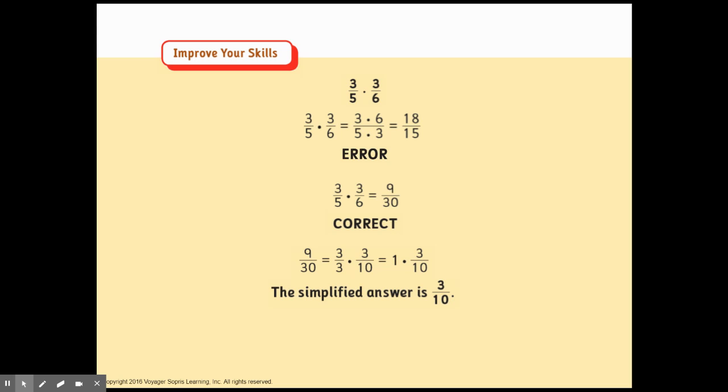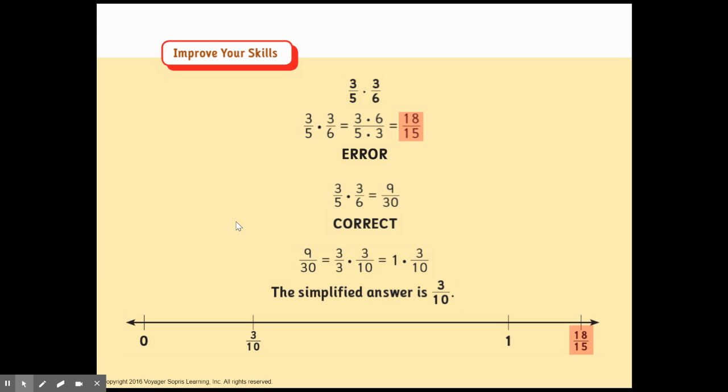Here's what the numbers look like when they're located on the number line. We can see that 18 out of 15 is greater than 1. This answer would not make sense. When we're taking a fraction of another fraction, the answer will not be greater than 1. The answer that we got that was correct was 3/10. 3/10 is closer to 0 than to 1. This makes much more sense with our original problem.